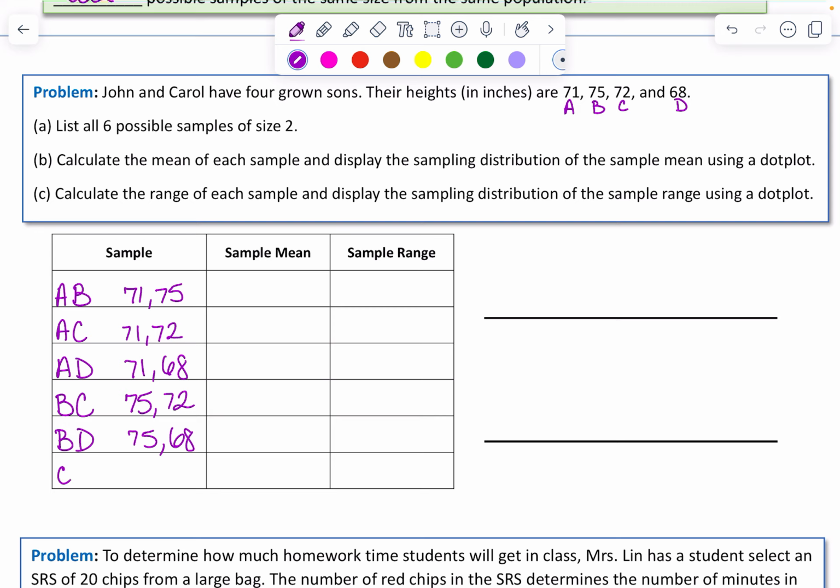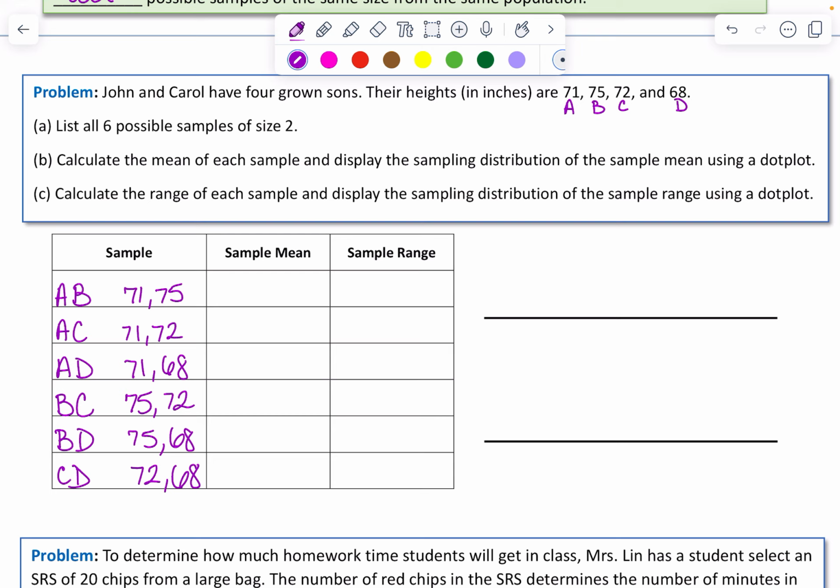All right, now I already have C with A, got that right here. I already have C with B, got that right there. So the only one we're missing is C with D. So that would be 72, 68. So those are all 6 possible samples of size 2.